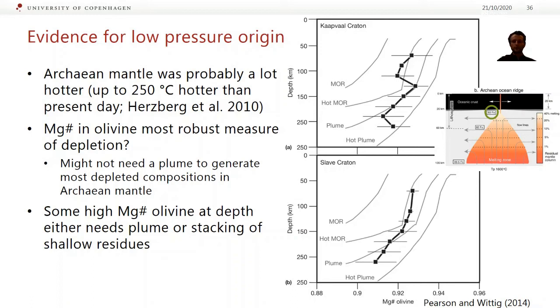So Pearson and Wittig tried to do this, basically using the idea that the Mg number in olivine might be the most robust to measure depletion, because things like calcium and aluminium can be affected by later metasomatism.